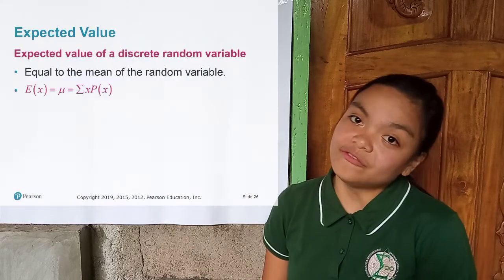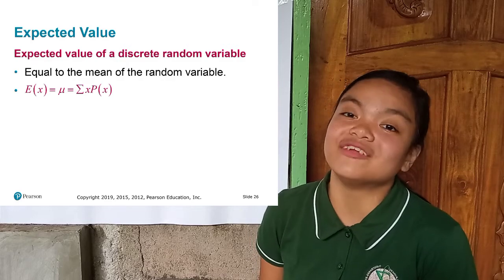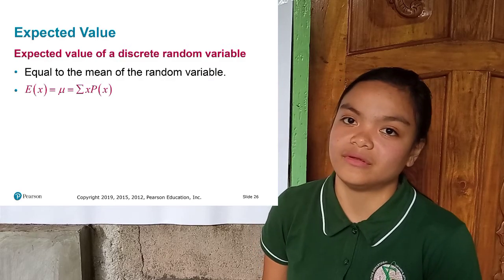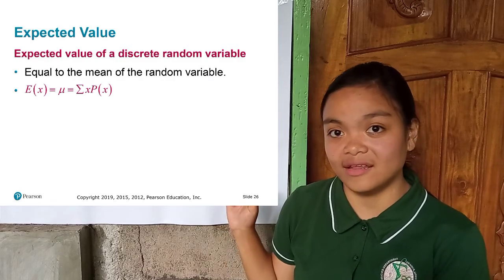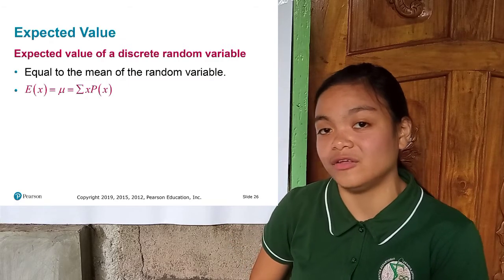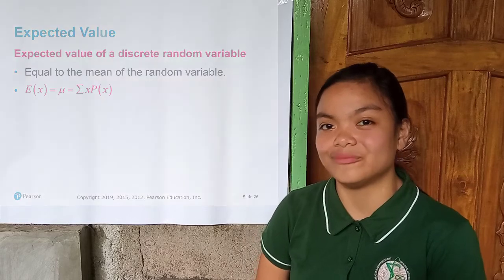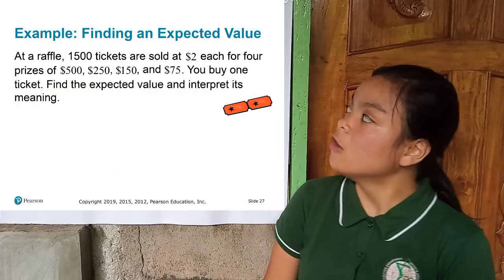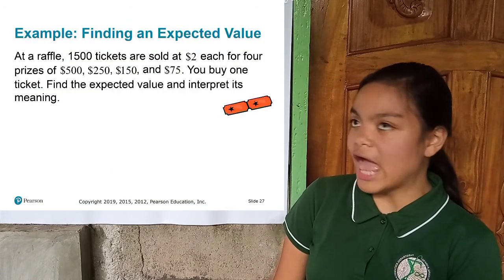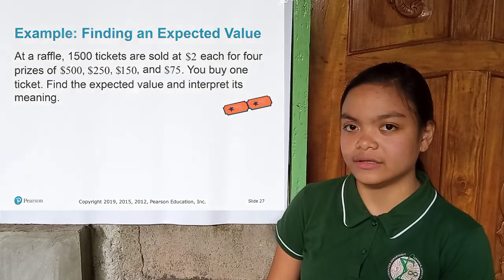Lastly, you need to know about the expected value of a probability distribution. The expected value is simply equal to the mean of a discrete probability distribution, which means it is the summation of all the values of x multiplied by its corresponding probability. Now, given this example, find the expected value and interpret its meaning.